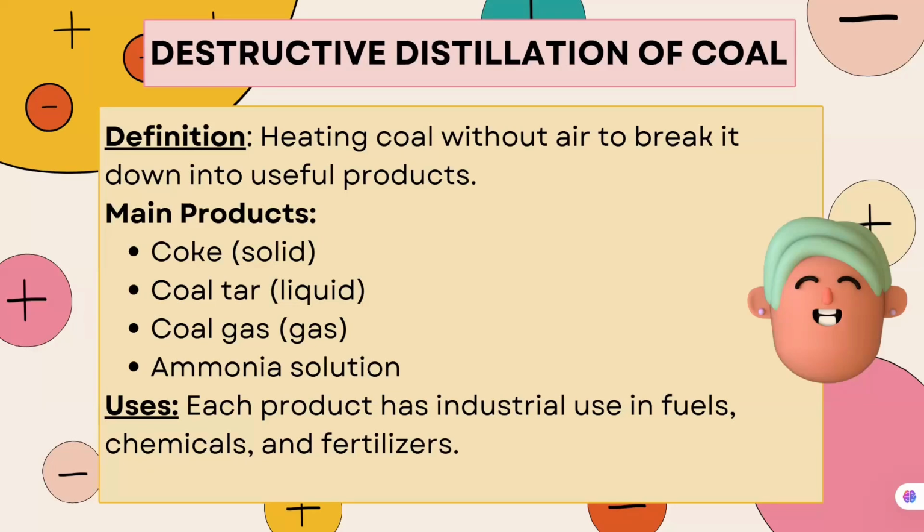As I said earlier, we will be looking at an industrial process called destructive distillation of coal. This is a process where you heat coal in the absence of air. As a result, it breaks down into useful chemical products. For example, we have coke. Coke is a solid that can be used as a fuel and a reducing agent in smelting iron. We have coal tar. It's a sticky substance that can be used to make dyes and drugs. I have other examples like coal gas and ammonia solution. Now, as I said earlier, each product has industrial use in fuels, chemicals, and fertilizers.